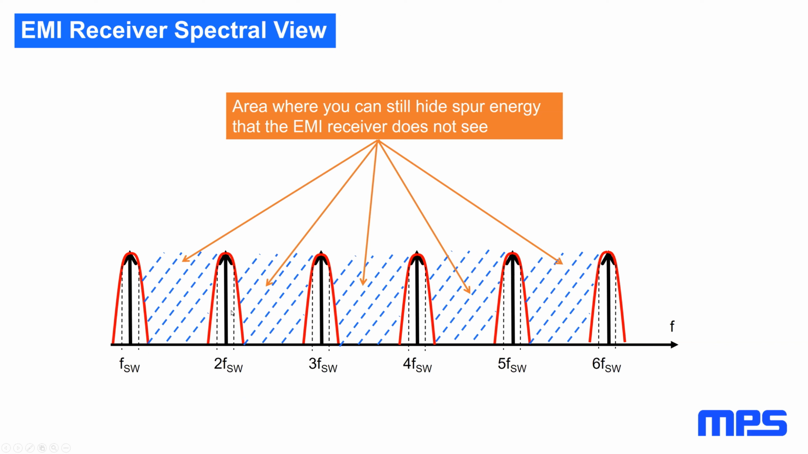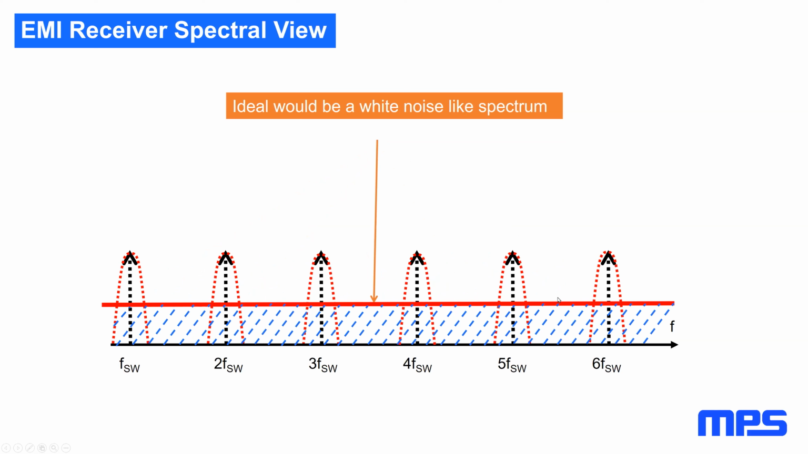So what it looks like at the end is that every spur is widened up by the receiver or resolution bandwidth filter. And if you think about what you can do to reduce the energy, you can try to get the spur energy into the area in between. So here are the dead areas where your EMI receiver does not see any energy. If you could distribute that absolutely evenly, you could reduce your peaks to a white noise spectrum, which just looks like the energy of these blue lines shown. So that would be the perfect spread spectrum. You can't get there, but you can try to get close.